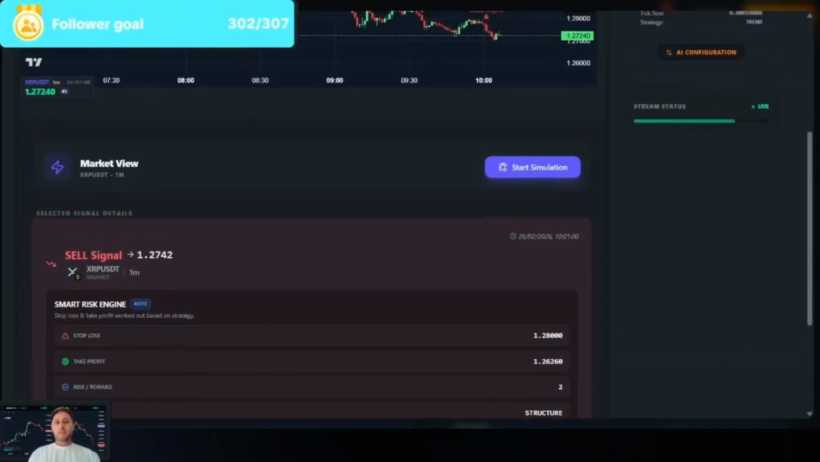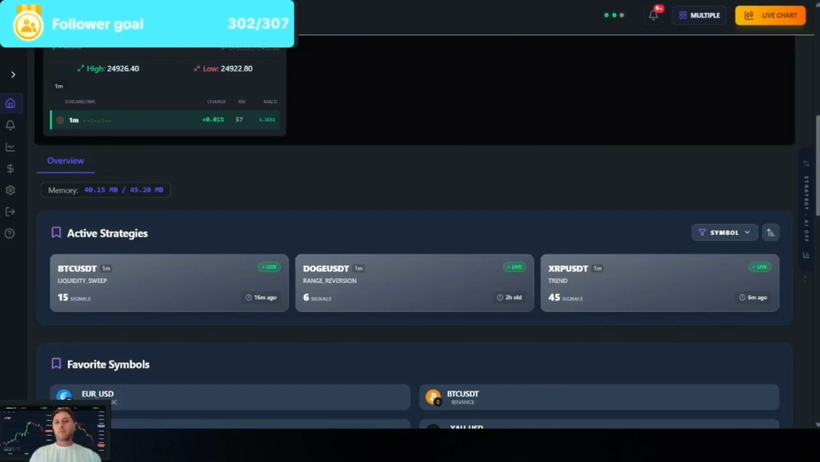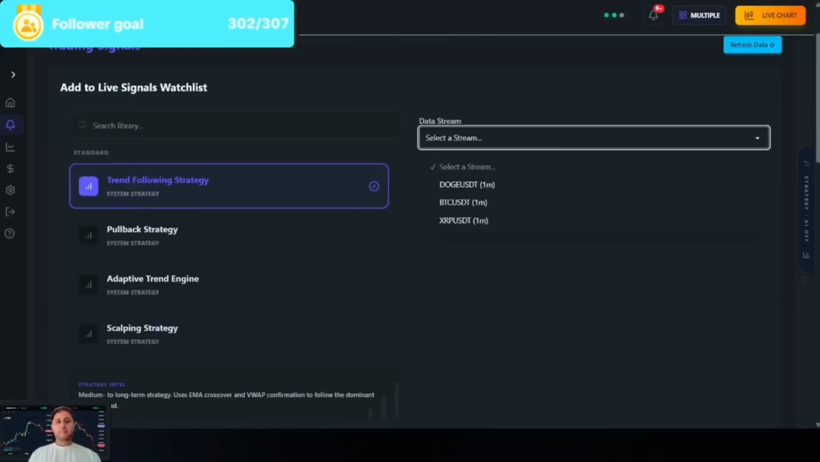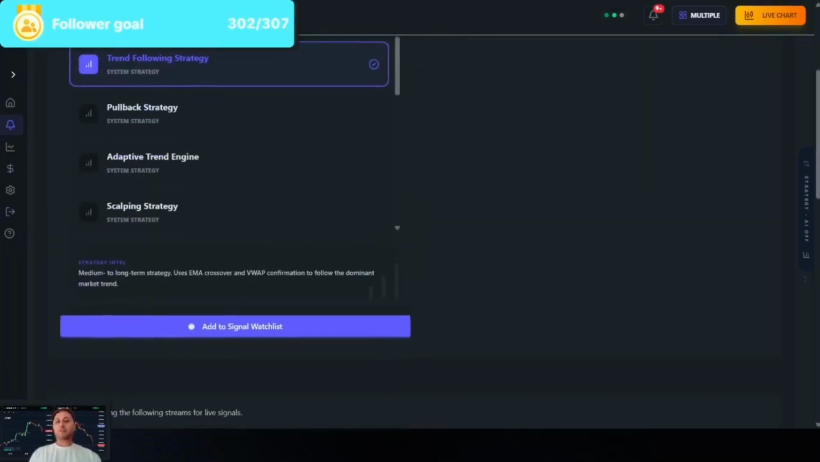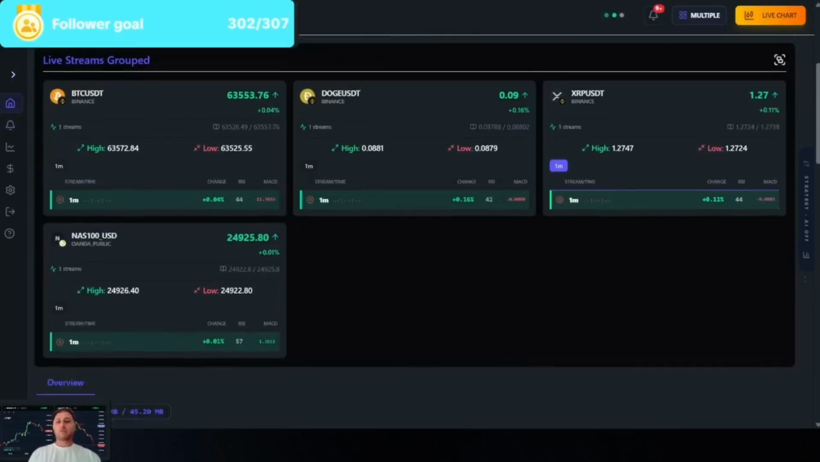Okay, I will lock this in too, for XRP. Okay, XRP 1 minute trend strategy has been locked. That means we won't be able to change the strategy and wait for signals, okay?